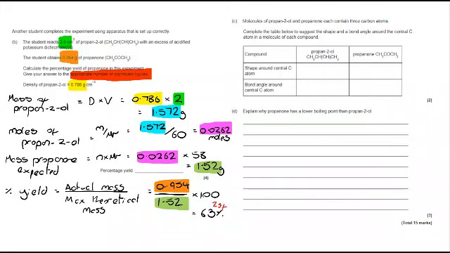Moving on to part C: molecules of propan-2-ol and propanone each contain 3 carbon atoms. Complete the table below to suggest the shape and the bond angle around the central C atom in a molecule of each compound. Well, in propan-2-ol, the central carbon has got 2 CH3s coming off it, a hydrogen and an OH. It's got 4 bonds. That means it's based on tetrahedral.